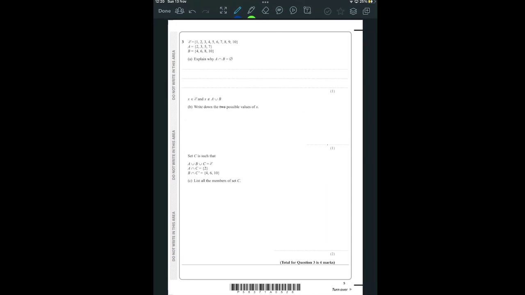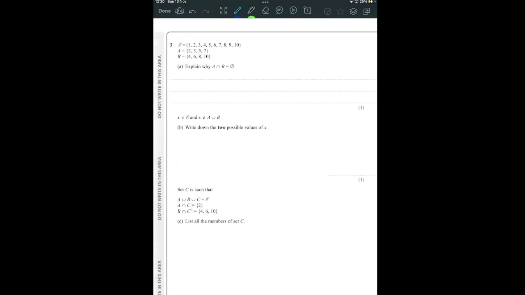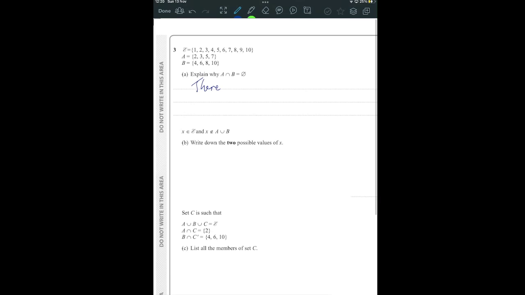Question 3, set theory. We have our universal set being the numbers from 1 to 10. A appears to be the prime numbers. B appears to be the even numbers except for 2. So explain why A intersect B is, well, that's the empty set. So we simply need to say there are no elements in both A and B. That's exactly what that statement is saying. We'll just put it back in words.